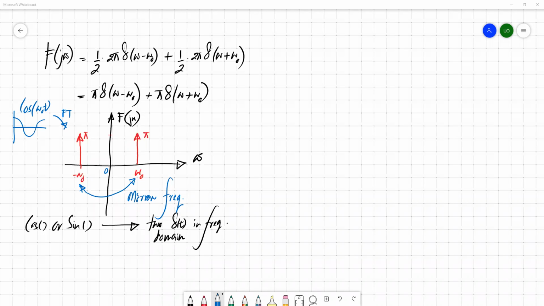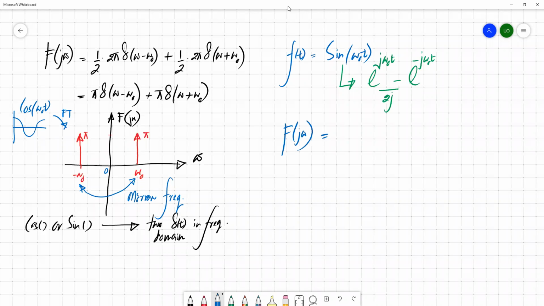Okay, what happens if your f(t) becomes sine omega naught t? Then definitely, instead of e to the power j omega naught t plus e to the power minus j omega naught t divided by 2, you can simply replace this with e to the power j omega naught t minus e to the power minus j omega naught t divided by 2j. Once you replace this, we can obtain the Fourier transform of sine omega naught t as j pi delta omega minus omega naught.